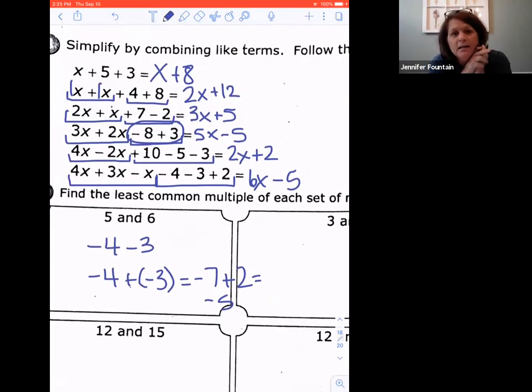Y'all do okay? The main thing is understanding what a like term is, and then the other part of it is working with those positives and negatives. Okay, so making sure that you're doing okay with those.